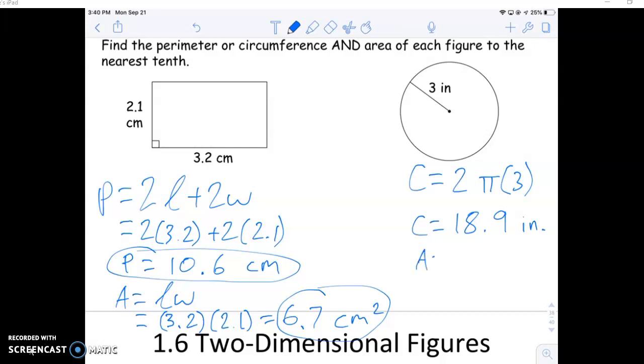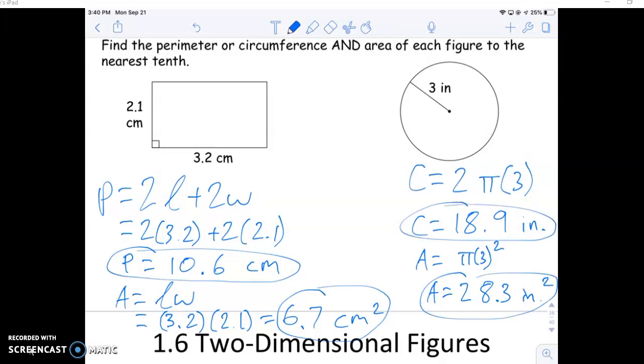Next, we have to find the area of that, and the area of a circle is pi times r squared. And once again, we're going to just plug in a 3 for r. So we really get 3 squared, which is 9. 9 times pi would give us 28.3 inches squared. So that's area, that's circumference.